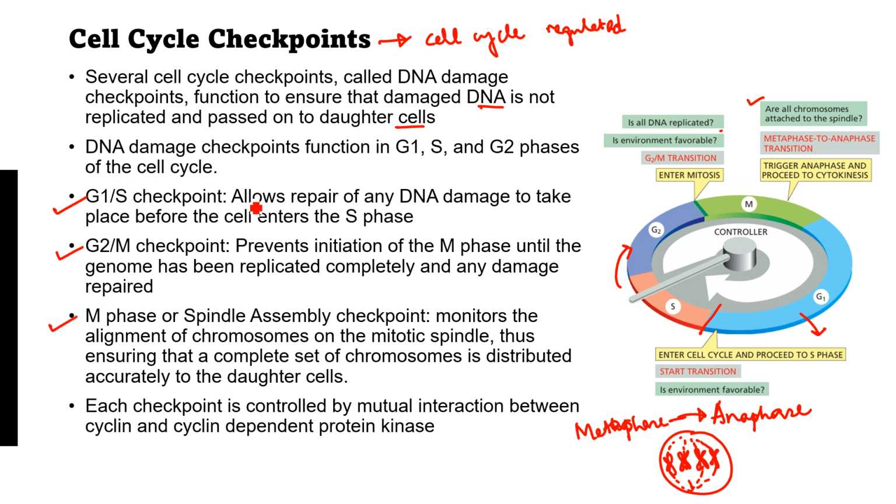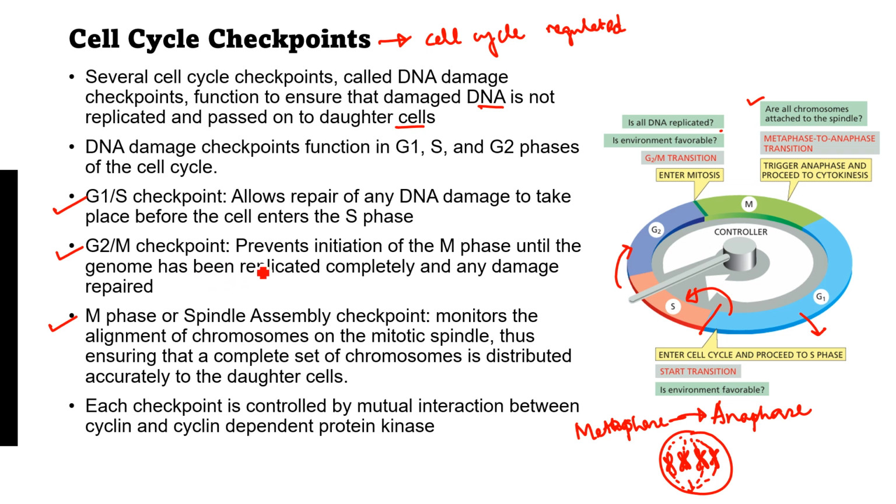So in the G1S checkpoint, what does the cell do? The G1S checkpoint allows the repair of any damage to take place before entering the S phase. So if the cell finds that there is any damaged DNA or any error in the G1 phase, then the cell will not be allowed to proceed to the next phase. Okay, so all these checks are done. Is the environment favorable? Can the cell proceed to the S phase? Is there any DNA damage present? All these will be checked in the G1S checkpoint.